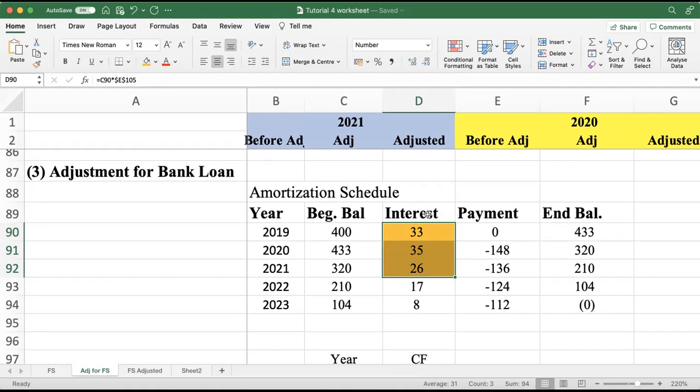2019, the interest should be 33. 2020, interest of the bank loan should be 35. 2021, interest of the bank loan is 26. So these are the interest amounts that should be in your profit and loss account or statement of income. 33, 35, 26. 2019, 33. 2020, 35. And 2021, 26.